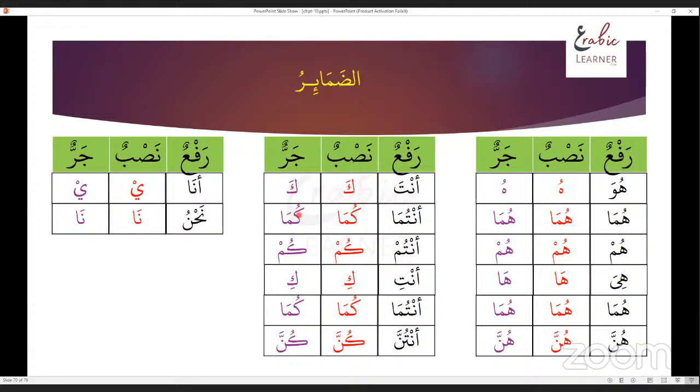Okay, it becomes majroor. Now, when damir gets attached to the fail, what does it become? It becomes Mafool Bihi, and all Mafool are in which I'rab? They are in which status? Nasab. So at that time these will become Nasab. Understood, brothers and sisters? Okay, clear?